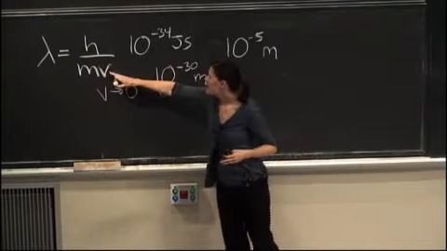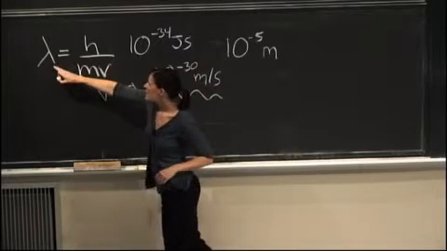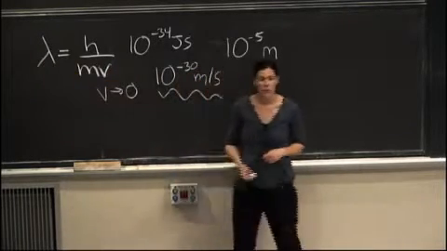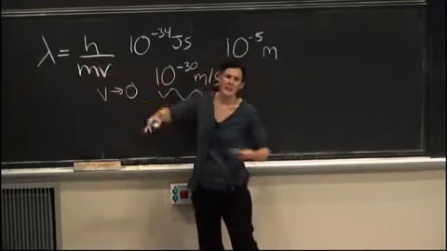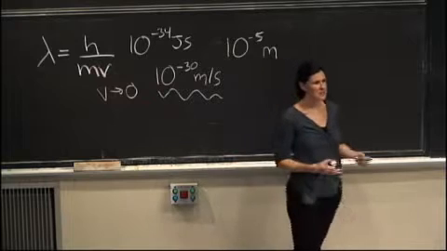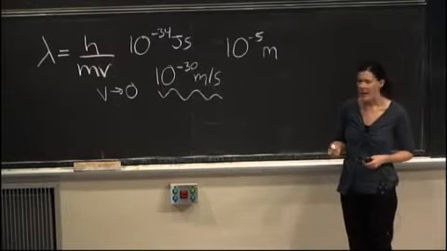And of course, when the velocity is 0, this equation that de Broglie has put forth is valid for anything that has momentum. So if something does not have any velocity at all, it actually does not have momentum. So you can't apply that equation anyway.